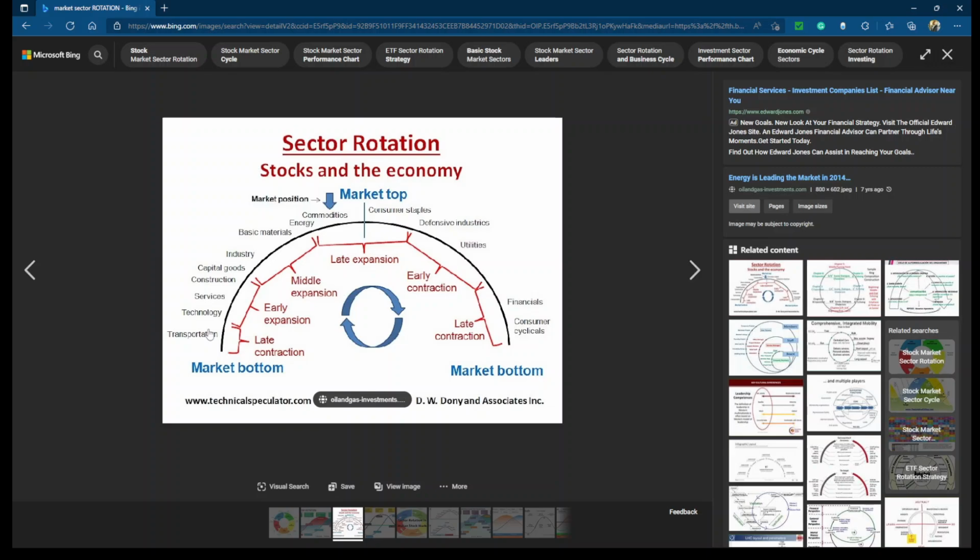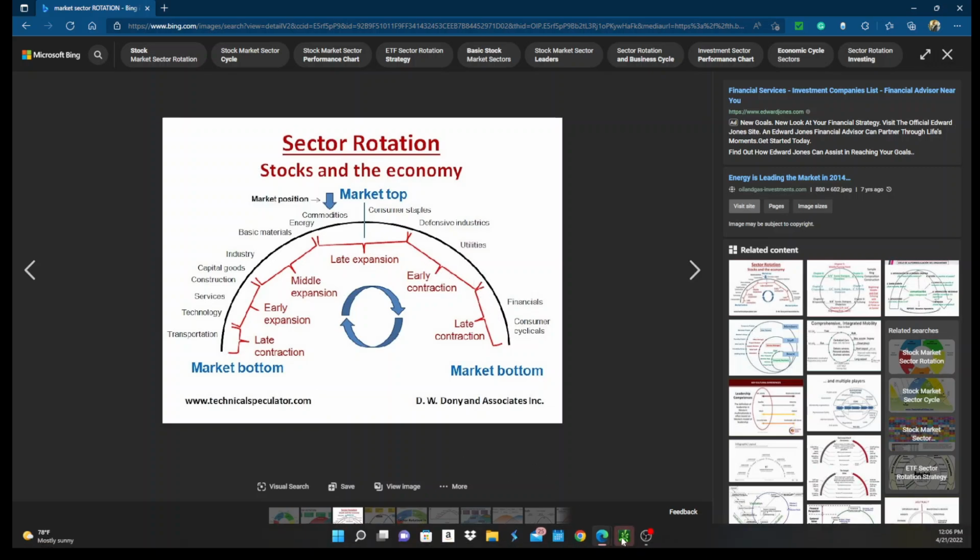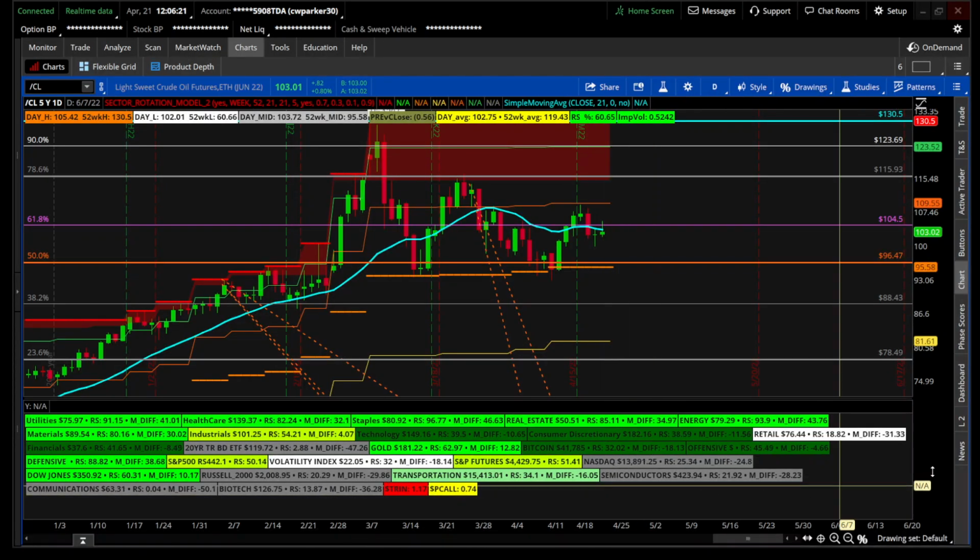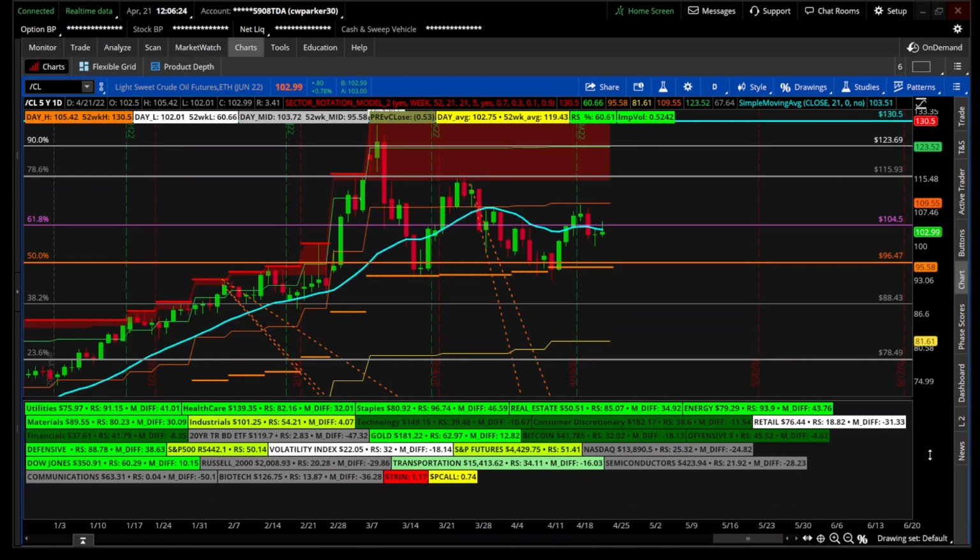You can expect transportation to start increasing, technologies, other services, capital goods, construction industry, basic metals, energy, commodities, and then once staples and defensive indices and everything start catching up to that, they'll be at the top, and that's exactly what we're seeing right now. And finances, you saw, is going to be down right now as well. One other thing I wanted to show you: these labels change color, and that's what I should have said beforehand.